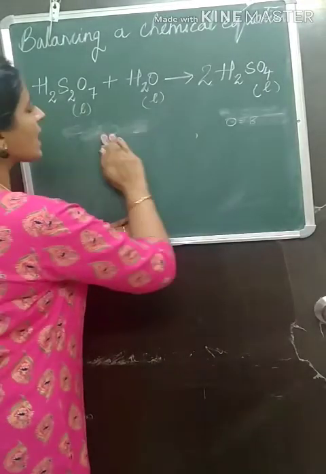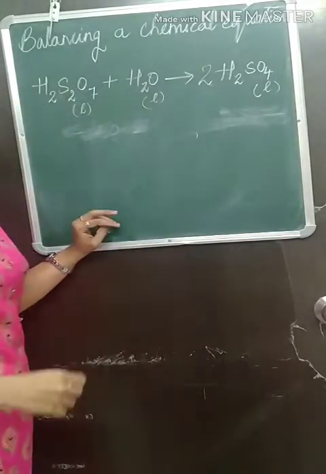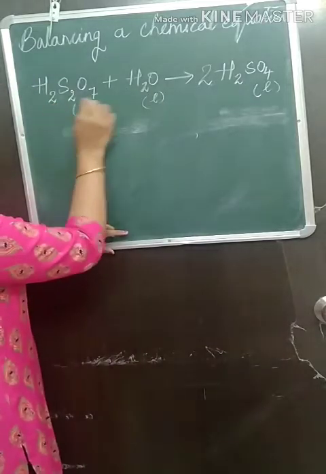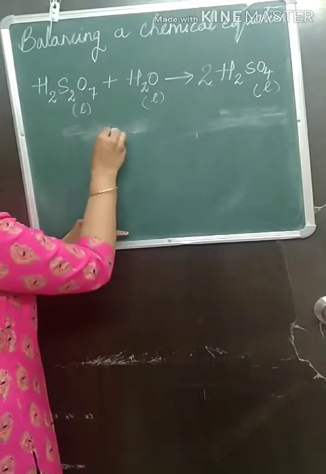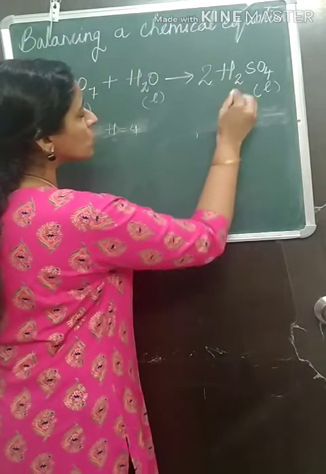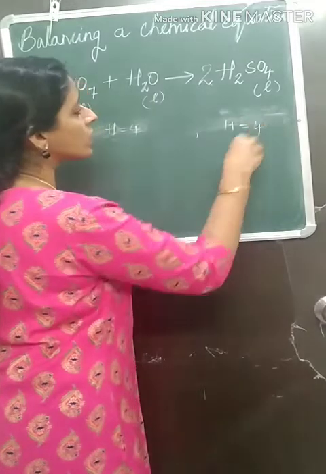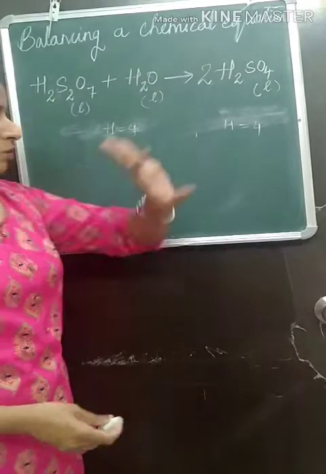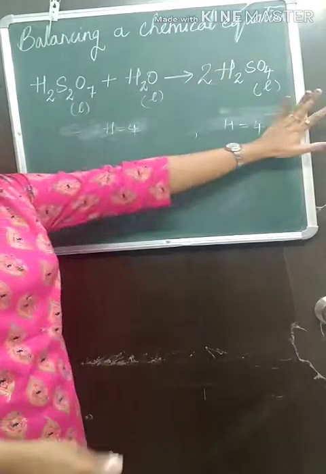Now oxygen is happy. Last, we will take hydrogen. On the reactant side, how many hydrogen? 2 plus 2 hydrogen, so hydrogen equals 4 atoms here. Again here 2 2s are 4. Here also hydrogen is 4. So all the atoms are balanced now. So this is a balanced chemical equation.